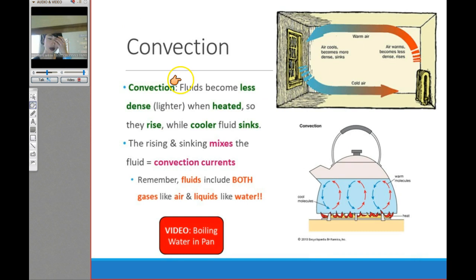All right, jumping back over here. The next one that we want to talk about is convection. How many of you have what's called a convection oven, or have you ever heard the term convection oven? Go ahead, tell me in the chat box. Yes, no, what do you think? Awesome.